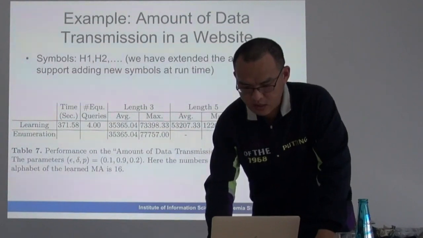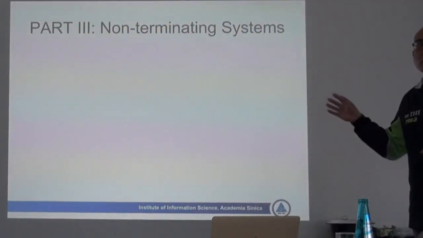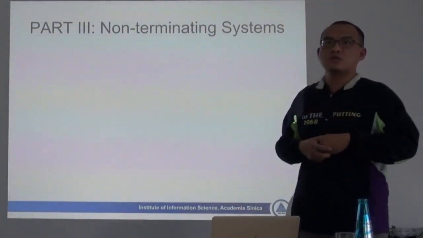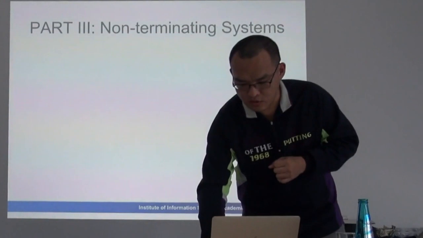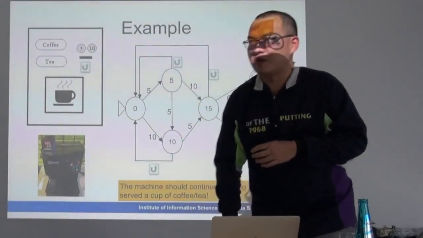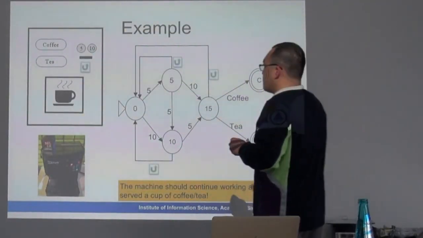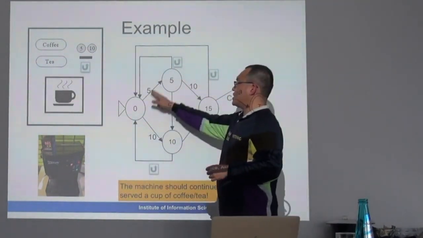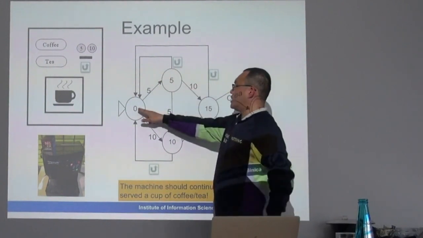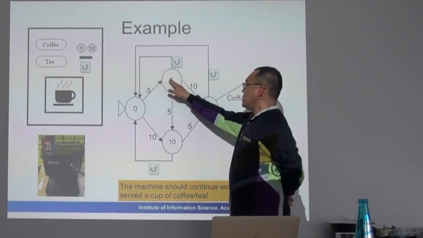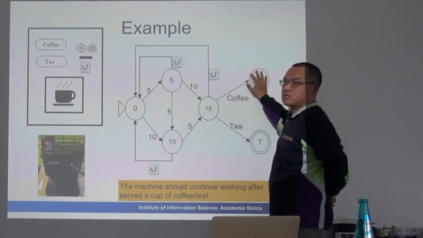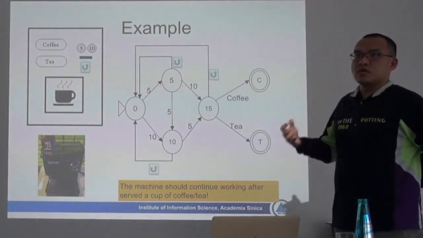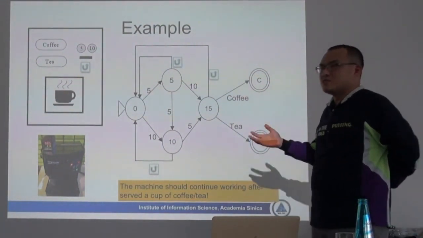And at the end, I will also show you a little introduction to the models of non-terminating systems. This is more theoretical, I must admit. If we go back to the coffee machine example, all we have is a finite state machine model like this. I take symbols 5, 10, and coffee, and it terminates. That's a finite state model of the machine. Actually, the coffee machine should continue working to serve more coffees. It does not really stop like this.